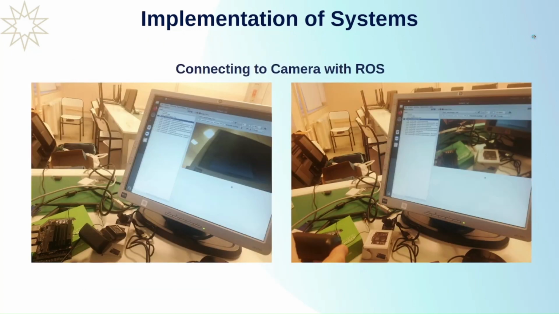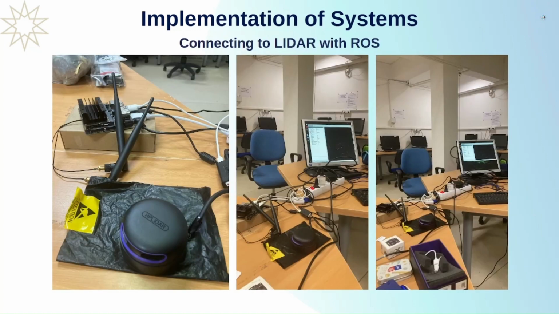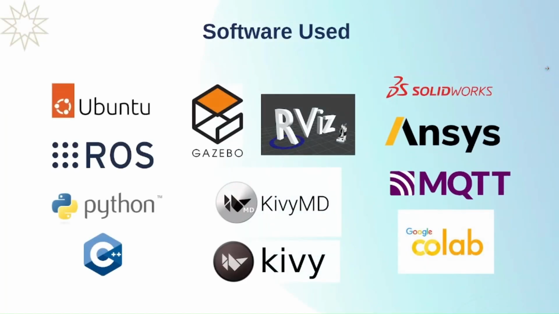After that, we connected the camera to Jetson Nano, and we made the connection between the camera and ROS. There is the image view of this camera, and we connected the LiDAR to Jetson Nano, and we made the connection between the LiDAR and ROS. In these photos, there is the laser scan data of the LiDAR in Rviz. You can see it in Rviz. These are the software we used in this project.